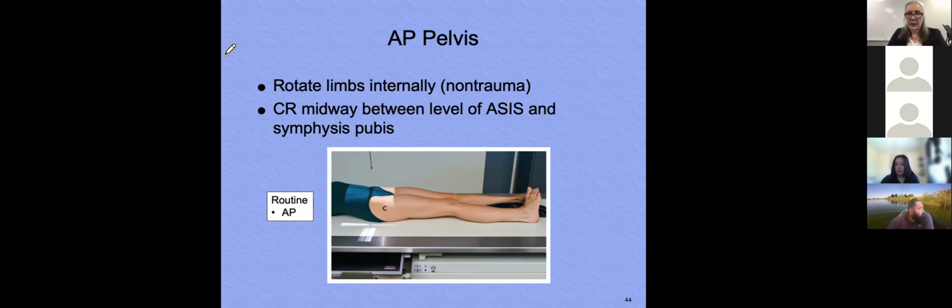Okay, just a regular AP pelvis. You've got an AP pelvis, and you've got both feet rotated medially. So CR between the ASIS and the symphysis pubis.